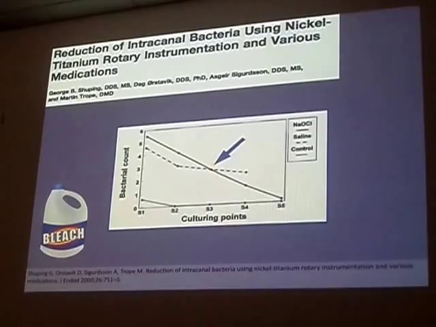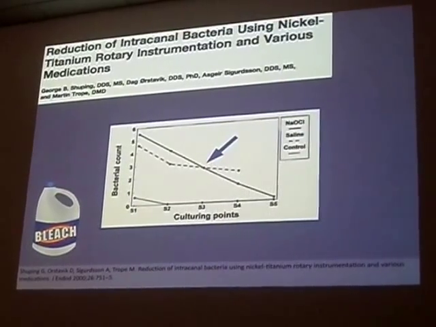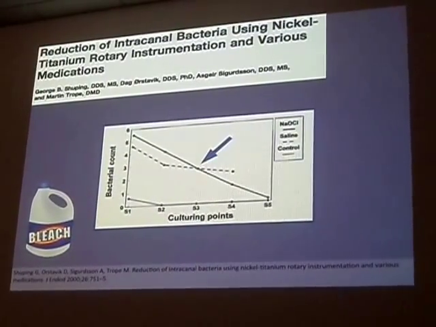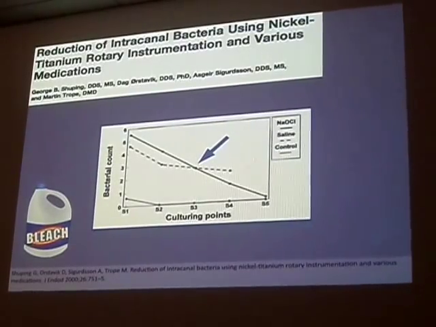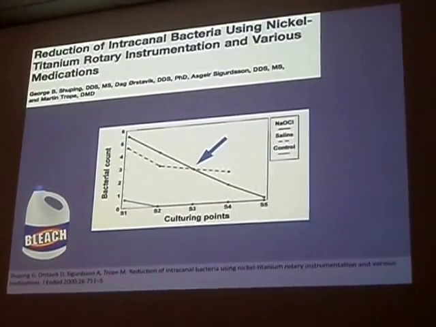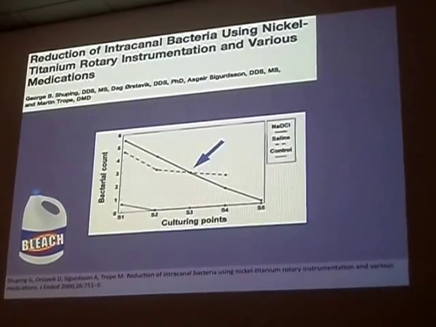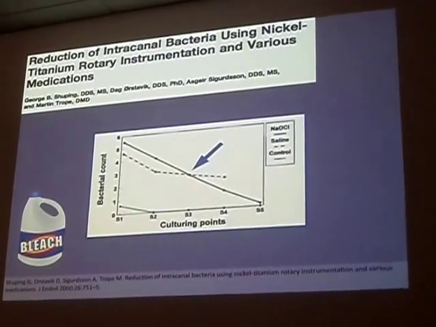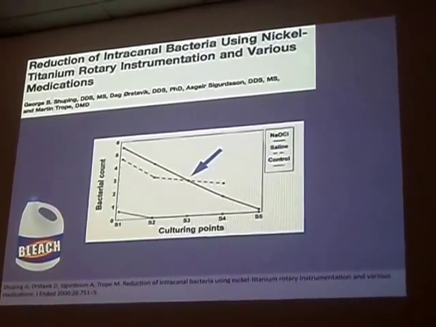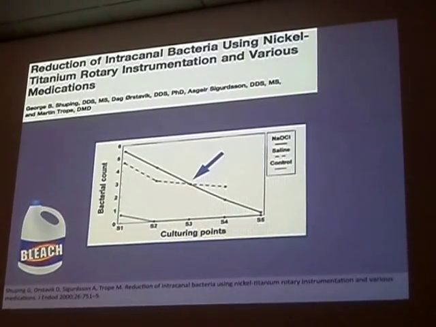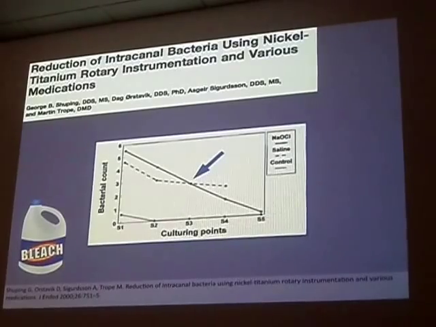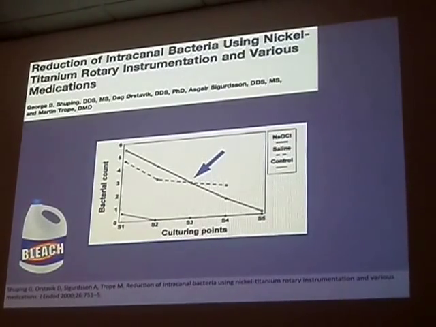And also what's important here is that he finds that at a certain point, so a certain size, you see a significantly greater amount of bacterial reduction, and this is related to the use of sodium hypochlorite. So in order for our sodium hypochlorite to actually properly work and get to the apical aspect of the tooth, we do have to instrument our teeth to a certain size.